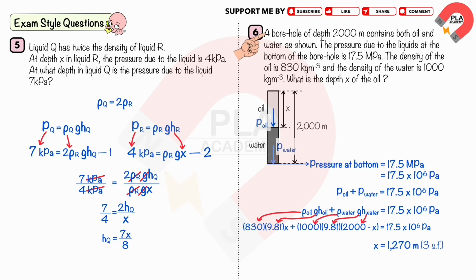we solve x equals 1270 meters to 3 significant figures.